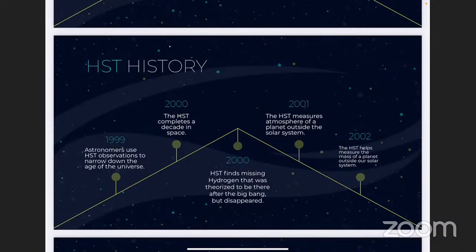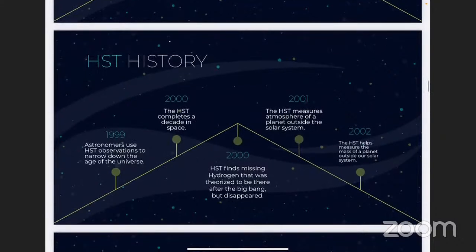And in 2000, it completed a whole decade in space. Also in 2000, it found missing hydrogen that was theorized to be there after the Big Bang, but disappeared. In 2001, it measured the atmosphere of a planet outside the solar system. And in 2002, it helped measure the mass of a planet outside of our solar system as well.